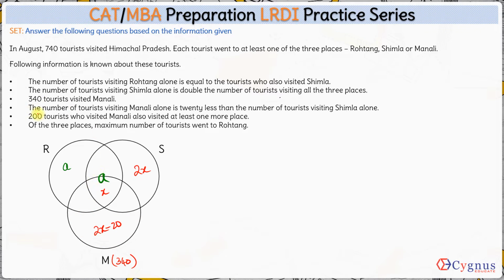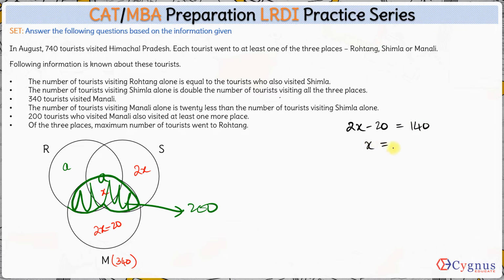Next point. 200 tourists who visited Manali also visited at least one more place. Out of those people who have visited Manali, 200 have visited one more place. That means this region altogether is 200. Now if this region is 200, then obviously this region will be 340 minus 200. That means the value of 2x minus 20 should be equal to 340 minus 200, which is 140.